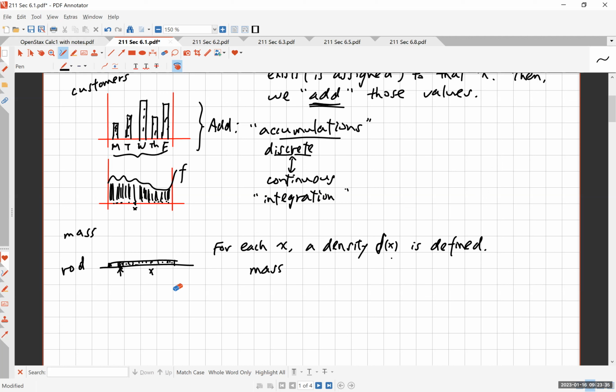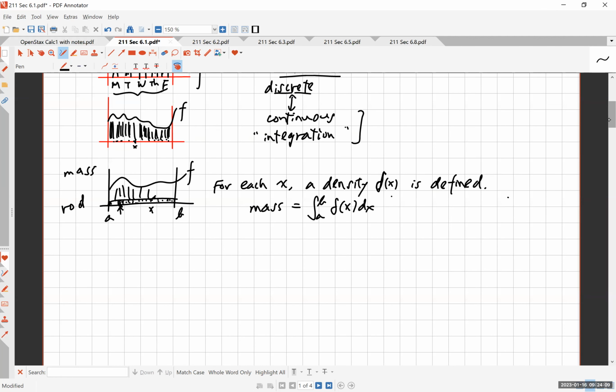Okay, so for each X, density is defined. The mass is going to be the integral from this point to this point, from A to B, of the density function. All right. Now, you could think of this as an accumulation or addition of these small pieces, right? Or you can just go ahead and represent the density as a function like that, right? So there is no difference between what we did here and what we do here, okay? And so that idea of accumulation or continuous addition is what the idea of definite integral is.